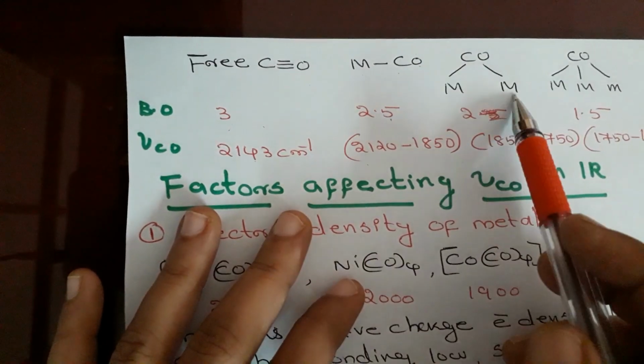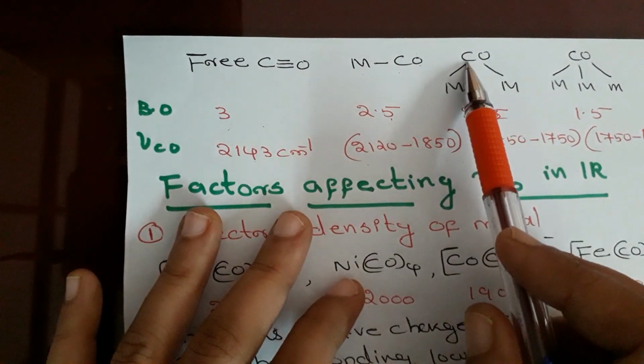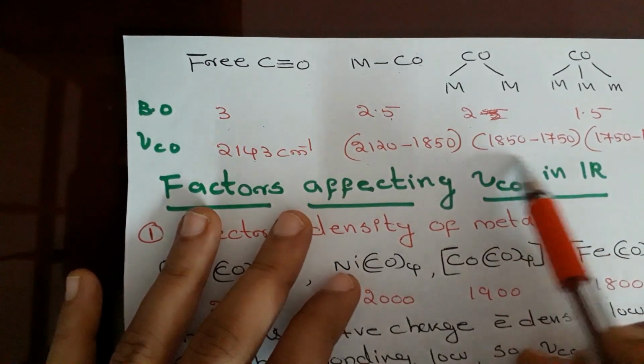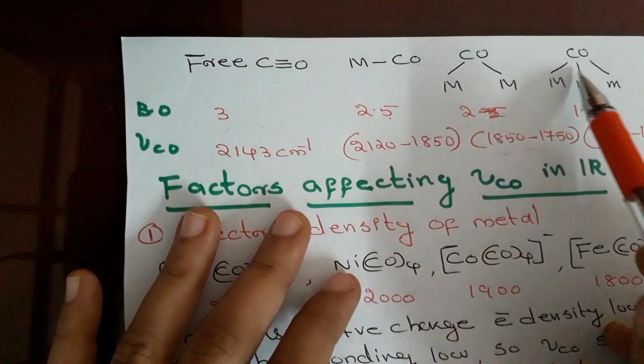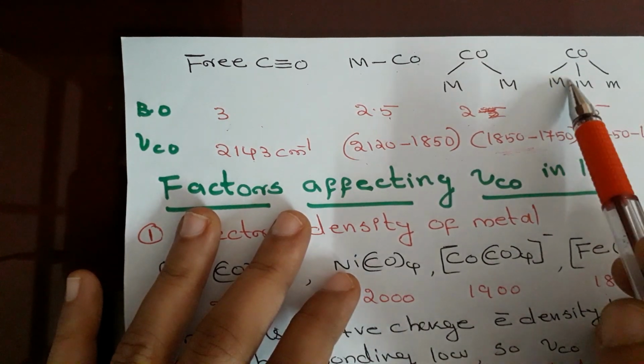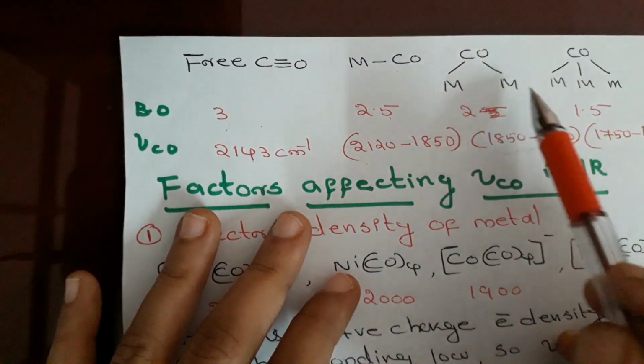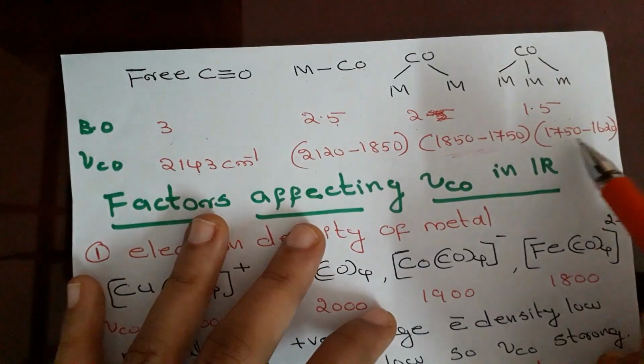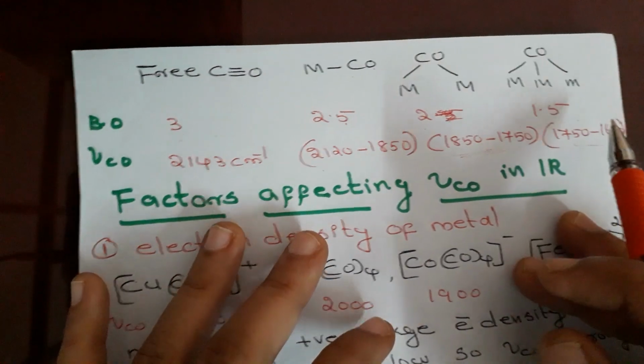Then when two metal atoms are linked to the CO group, again the bond order decreases; it becomes 2. So again the stretching frequency decreases. Then when three metals are bonded to the CO group, again the bond order decreases to 1.5, so the stretching frequency also decreases.